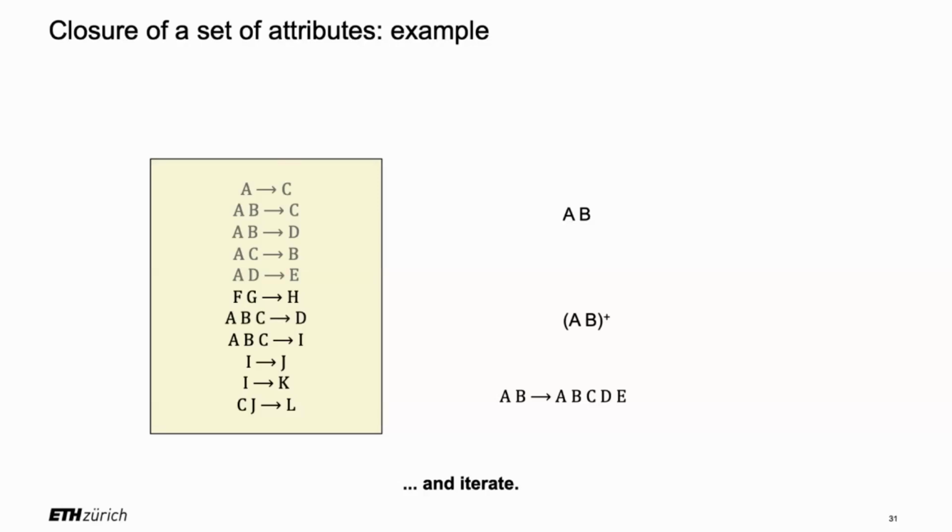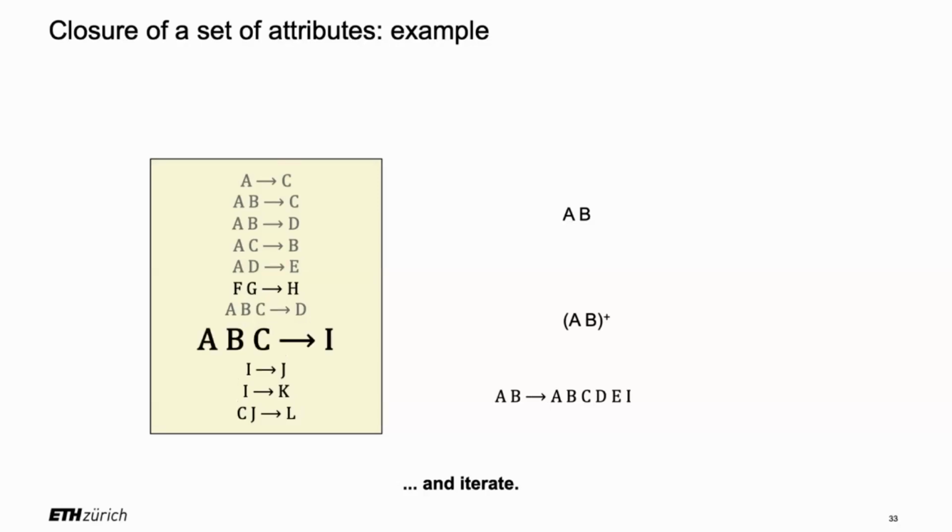Then ABC gives me D. Do you agree it's useless? Right, we already have D. ABC gives me I. Now this is useful, right? Because I have A, B, and C, so I can add I. Do you agree this one is useful? I gives me J. I gives me K, that's also useful, and C and J give me L, right? C and J are also in there, so that gives me L.